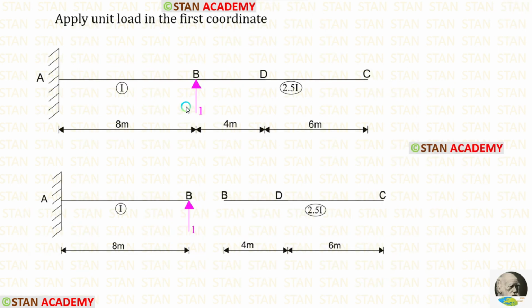Now we are going to find the moment m1. For that, we have to remove all of the loads and apply unit load in the first coordinate. Our first coordinate is at the point B. So here I have applied unit load. Then we can make the free body diagram. Let us assume that the unit load is applied just left of B, so we don't have to consider the right side.